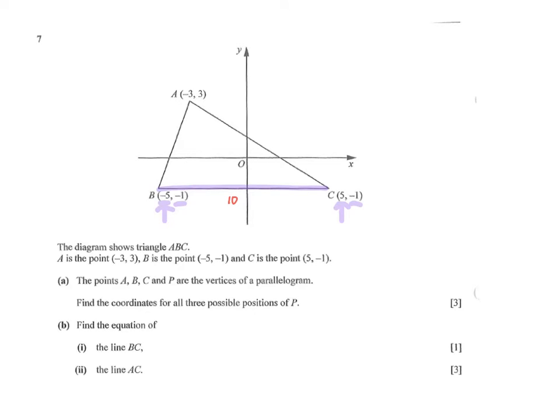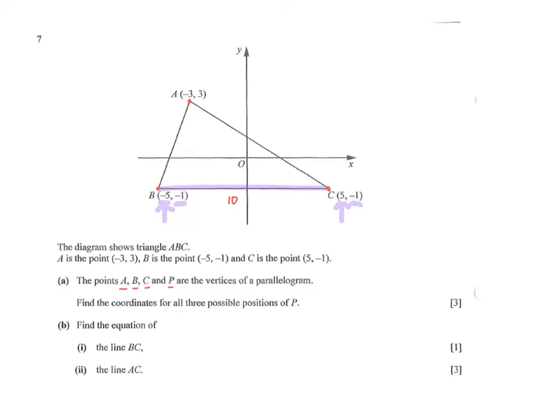Okay, and let's take a look at the question. The points A, B, C, and P are vertices of a parallelogram. I have the point A, point B, point C. Where is P? I'll need to find the coordinates for all 3 possible positions of P. If it's a parallelogram, that means the opposite sides are equal in length and the gradient will be the same, so they must be parallel lines as well.